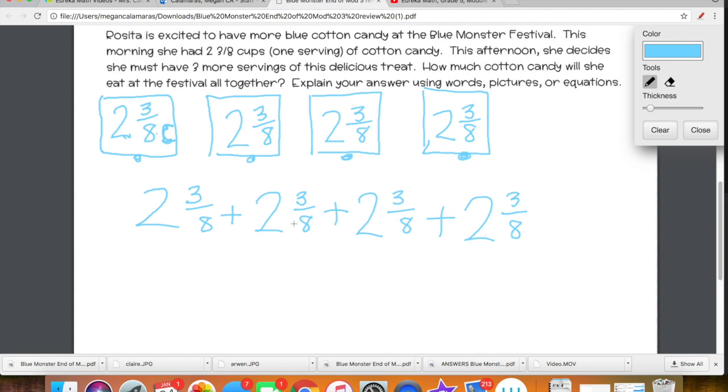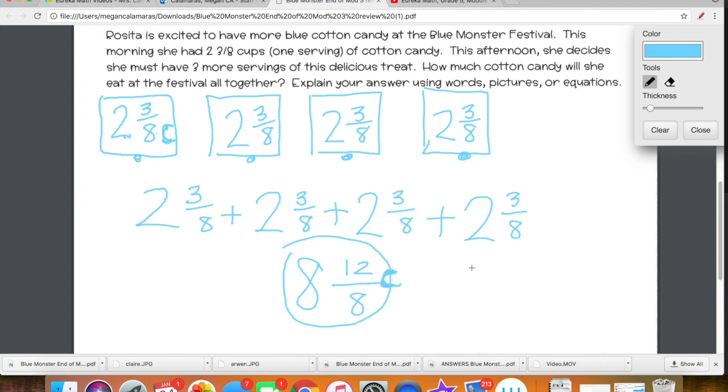We can do this in our head. What are 4 2s? 8. What about 4 copies of 3/8? Well, that's 12/8. This is a completely acceptable answer. 8 and 12/8 of a cup of cotton candy. But you guys recognize that this is an improper fraction.